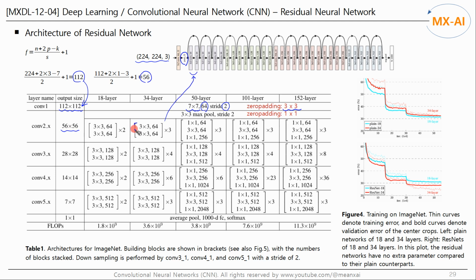Building blocks are shown in brackets with the numbers of blocks stacked. The Conv3_x layer has a total of 4 building blocks. The output size continues to be halved. The number of filters continues to double. Downsampling is performed by Conv3_1, Conv4_1, and Conv5_1 with a stride of 2.